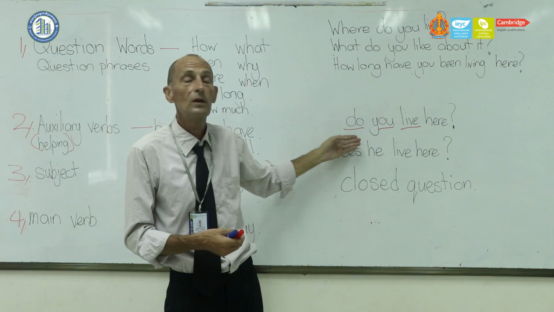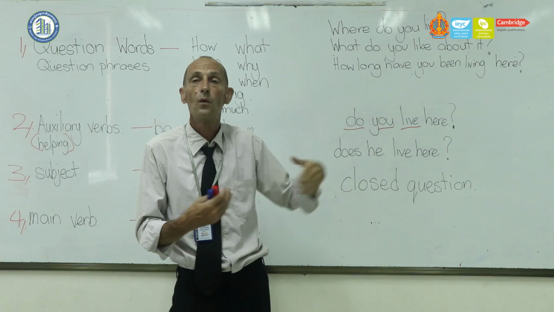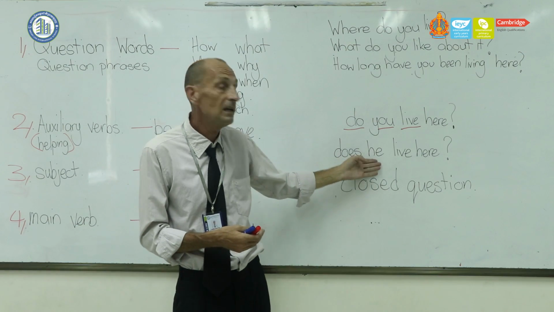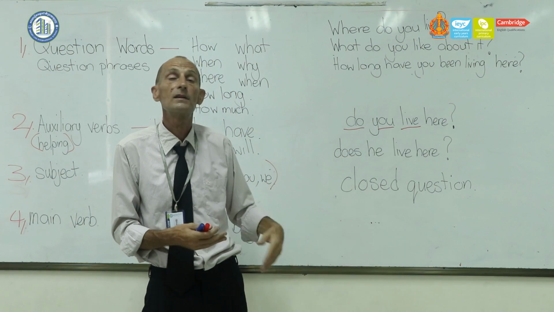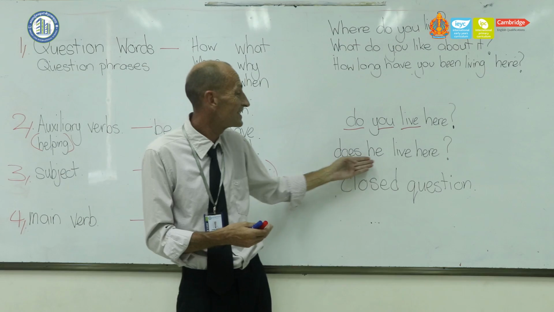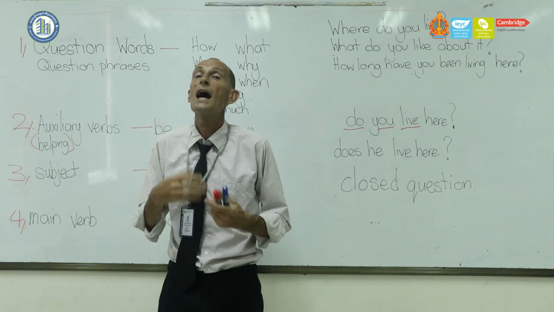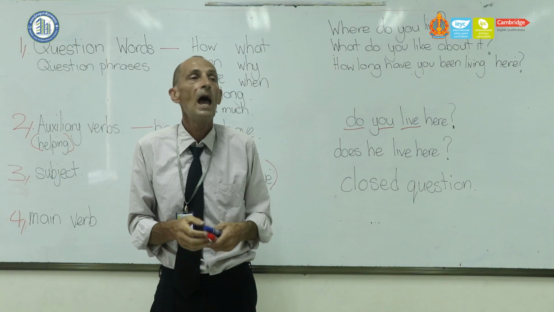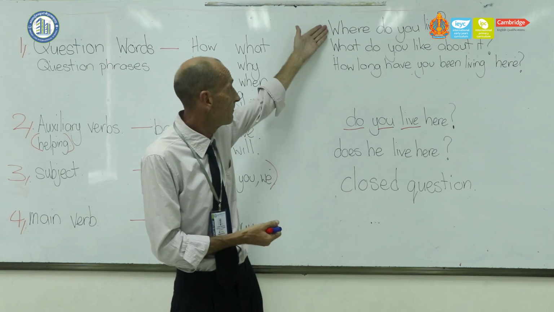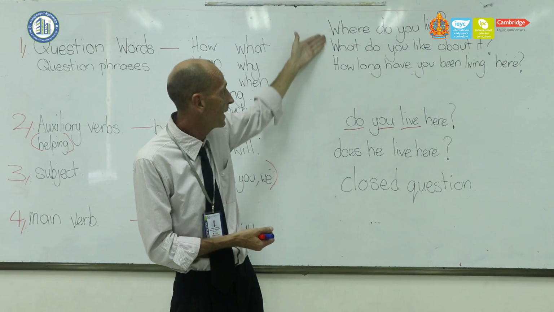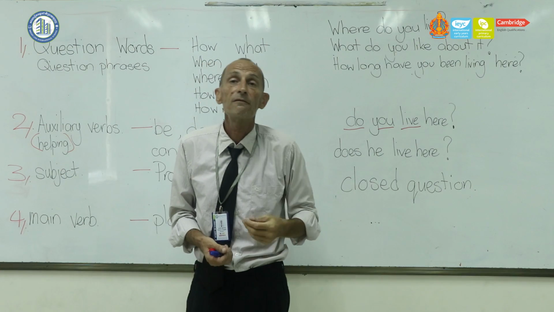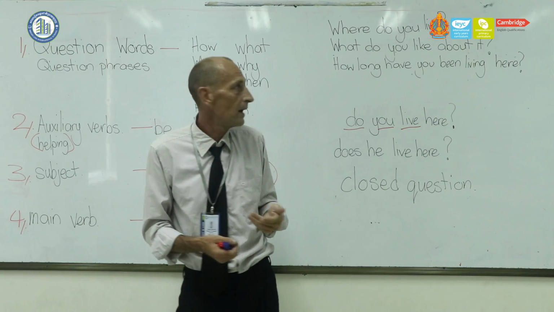Because with you, we use do. But with he, we have to use does. So that's why the question changes to does he live here? So remember, closed questions are short, sharp answers, and open questions, which are when we use a question word at the start, are asking for more in-depth detail.